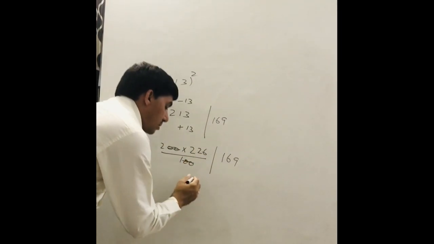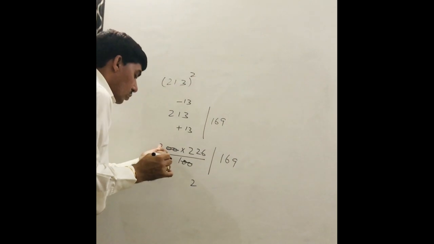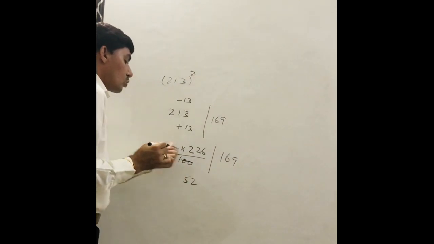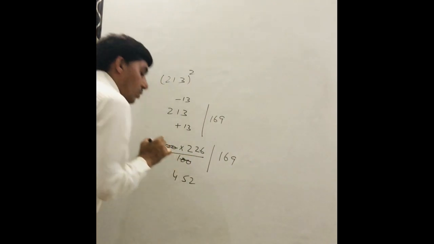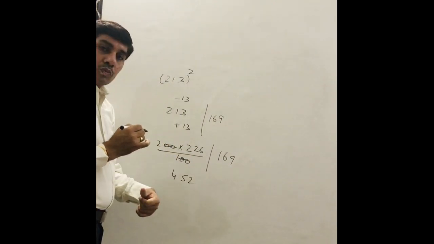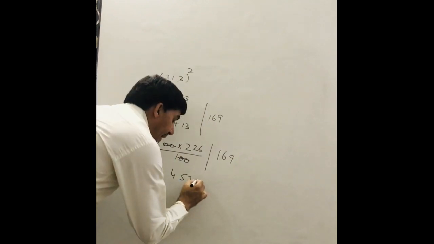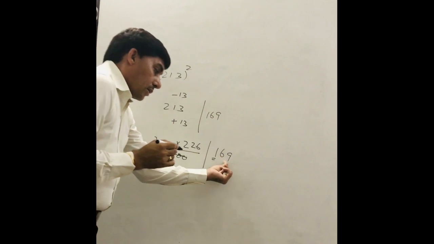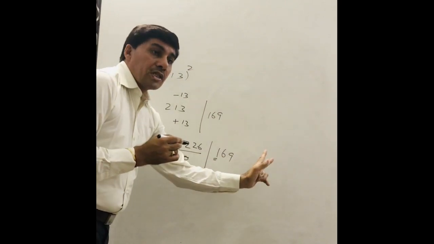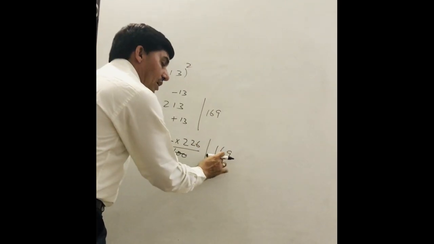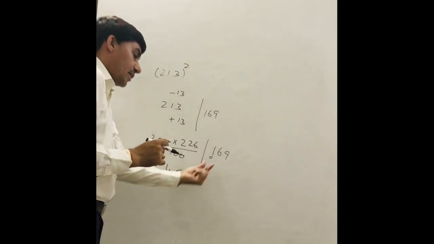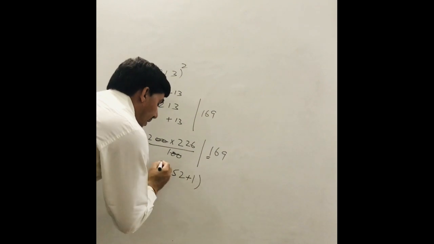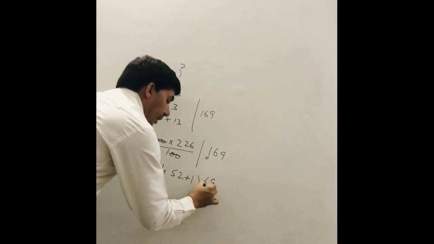2 into 6, 12. 2 into 2 is 4 and 1 carry is 5. 2 into 2 is 4. 452. And add this one, leaving these two digits 9 and 6. We have to leave these two digits. And the remaining digits we have to add in this multiplication and write 69.